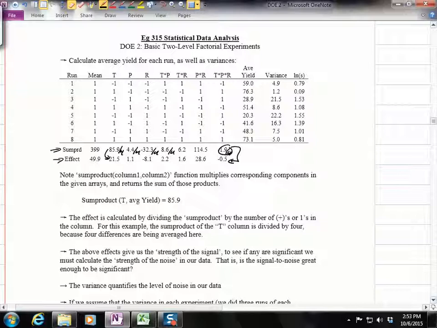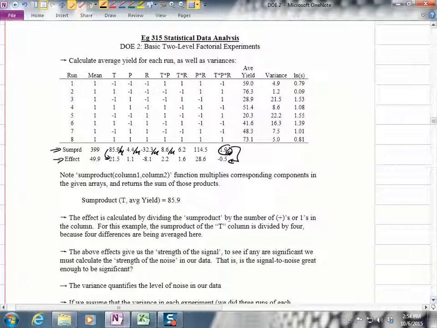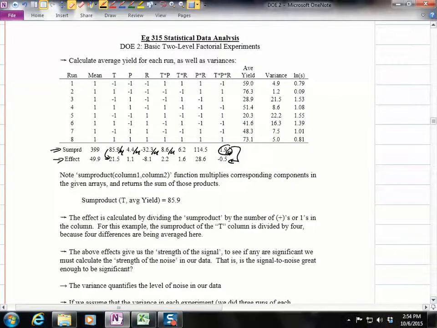Two questions at once. Okay, where did the sum product come from? Was that just the numerator of that equation? Yes, the sum product is that function I typed into Excel. For this one right here, I said sum product, highlighted this column, then put a comma, and highlighted average yield, which was that Y bar from before. It returned this, which is the numerator in the effect calculation. Then I divided by 4 to get that effect. And that is the effect we've been talking about.